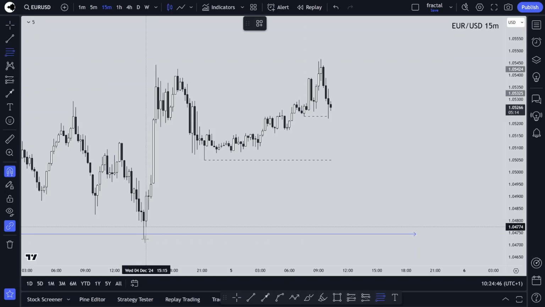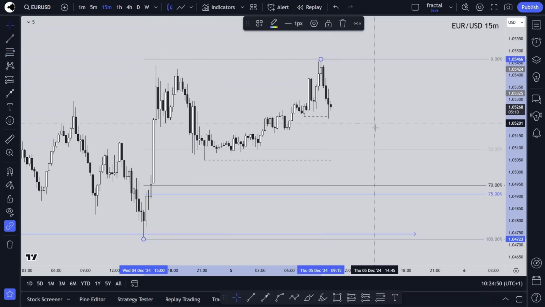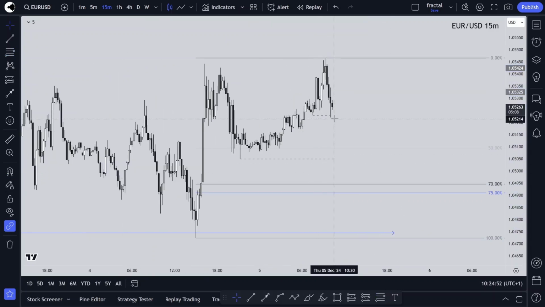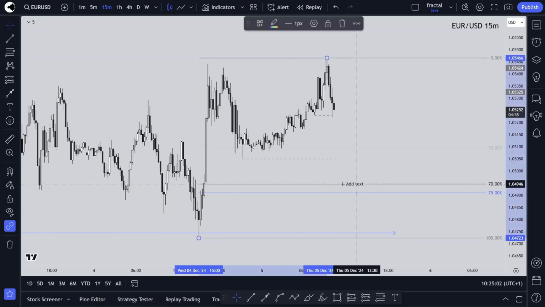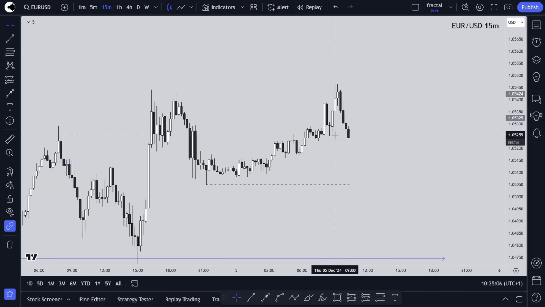Maybe I can draw a Fibonacci retracement from the minimum to this maximum, and as you can see we are actually in the premium zone, so this zone is better because it's really close to the discount zone. By the way, if price gives me a chance to enter the trade, I'll take it.